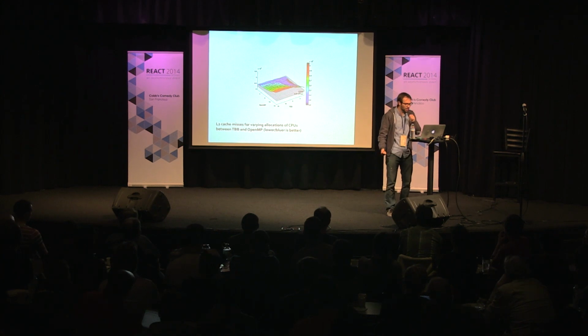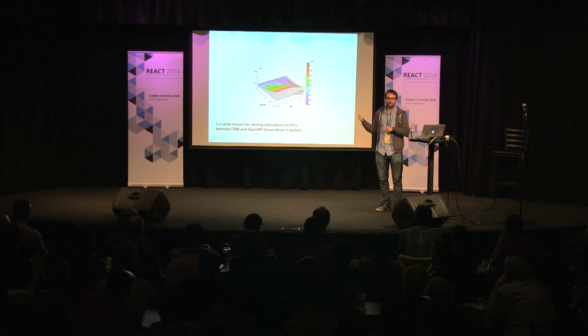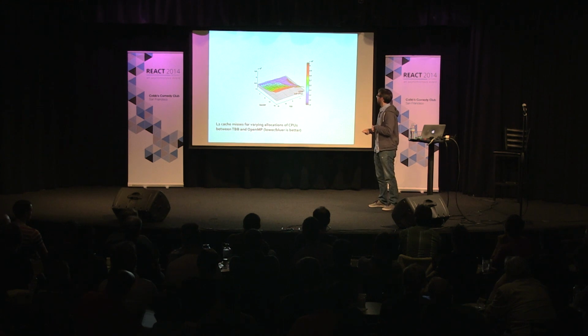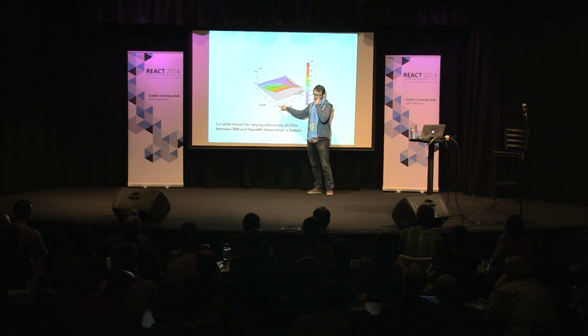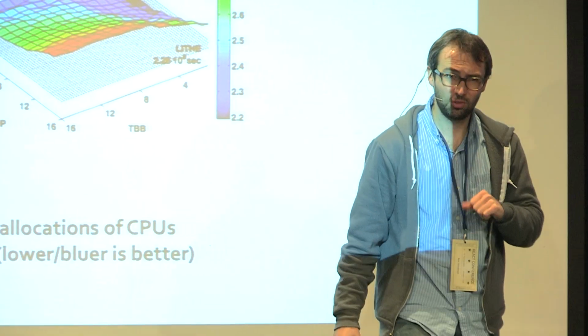Here's L2 cache misses for that exact same application. The same experiment was run, except now we're showing cache misses. And as you can see, when we start to add significantly more CPUs, when we start to oversubscribe the CPUs, the number of cache misses along this side get significantly higher. They get much, much higher.